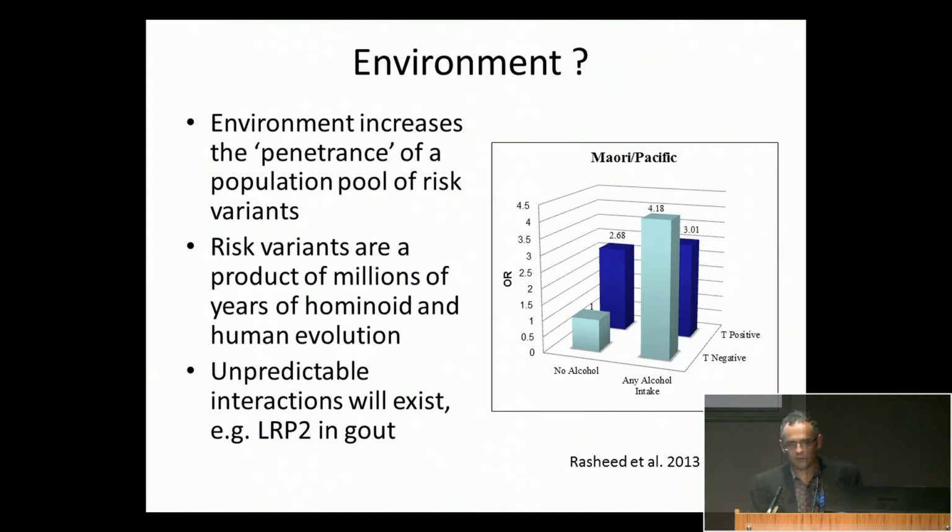So environment is critical, and we all completely agree on that. And as I said before, environment increases the penetrance of a population pool of risk variants. Okay, that's pretty clear. But these risk variants are a product of millions of years of hominoid and human evolution, and certainly the selection for people with a stronger drive to eat would have been important in these millions of years.